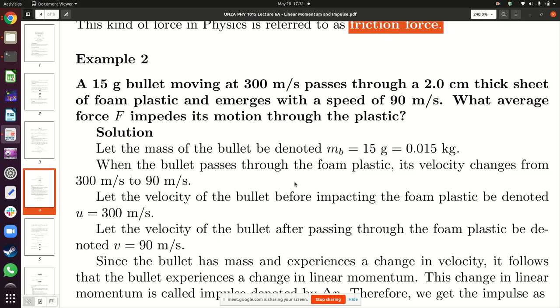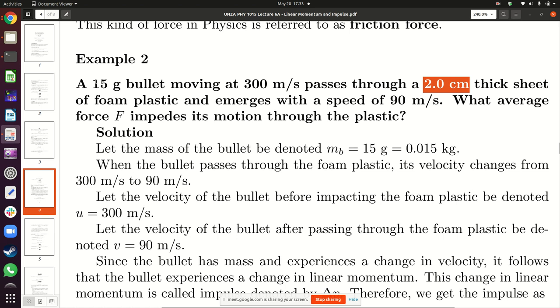So there was acceleration happening as the bullet was passing through the plastic. The bullet was slowed down. The slowing down of anything is caused by a force. So there's a force which was present as the bullet was passing through the plastic, and this force slowed down the bullet from 300 to 90 meters per second. The thickness of the plastic, we are told, is 2 centimeters. So we want to find the force. And how do we find the force?